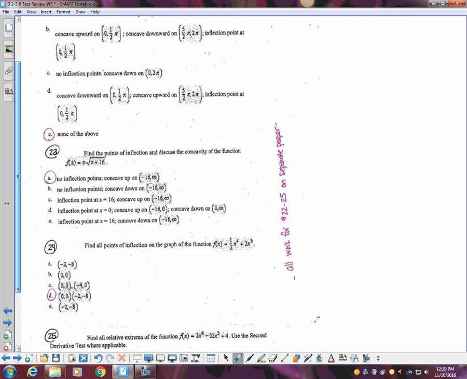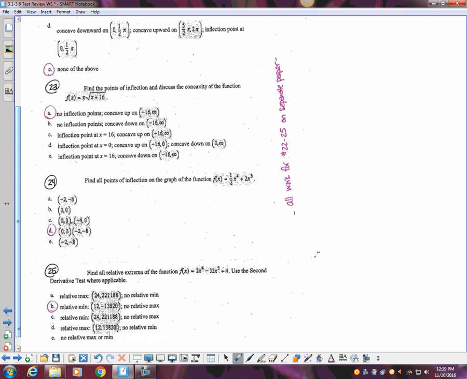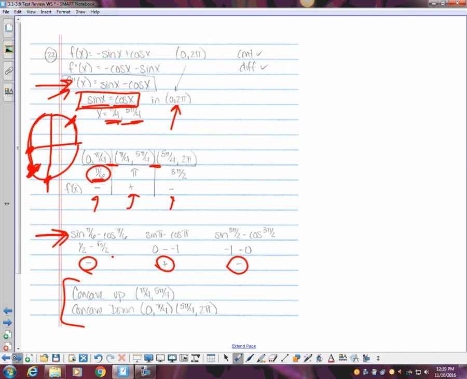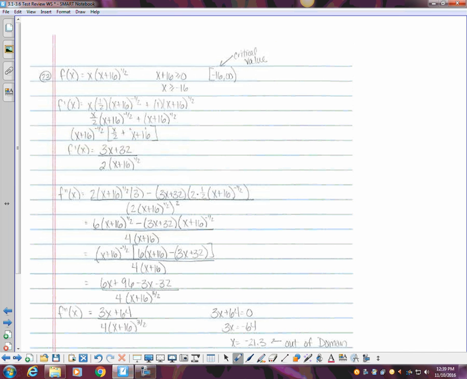Number 23. Find the points of inflection and discuss concavity for that guy. Okay, well, that guy has issues. I rewrote him like this. I need the x plus 16 to be greater than 0, so I just need x to be greater than or equal to negative 16. So this becomes where he lives, so negative 16 now becomes a critical value.